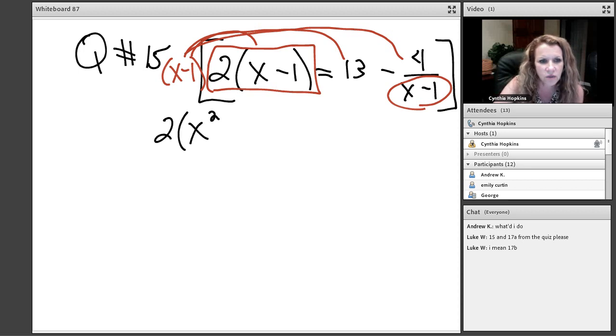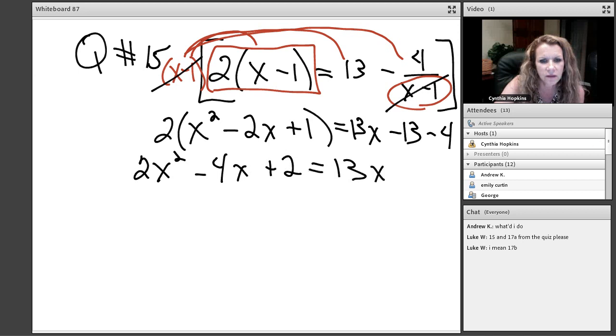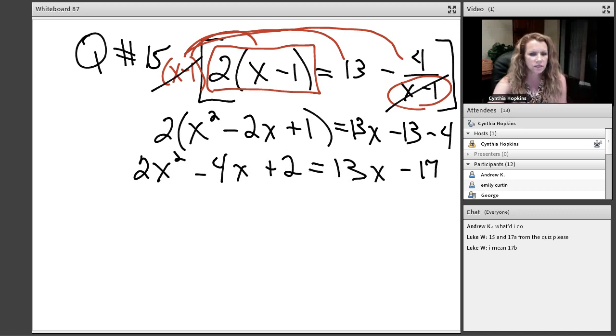And so I know my pattern. I square the x, I multiply the negative 1 and the x and double it, so I get negative 2x, and then I square the negative 1, and that's positive 1. Okay, then I'm going to get equals, and now it's 13 times the quantity x minus 1, so that gives me 13x minus 13. And then for my third term, this x minus 1 in the denominator cancels with that. That's the whole point. So I just get minus 4. Okay, so now I have a quadratic equation, but there are no more factors. I'm distributing my 2 first. And then this side, I'll go ahead and simplify. The negative 13 minus 4 is negative 17.